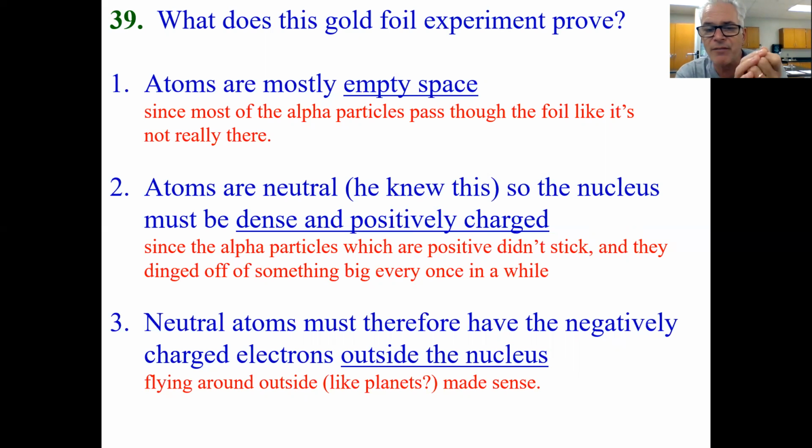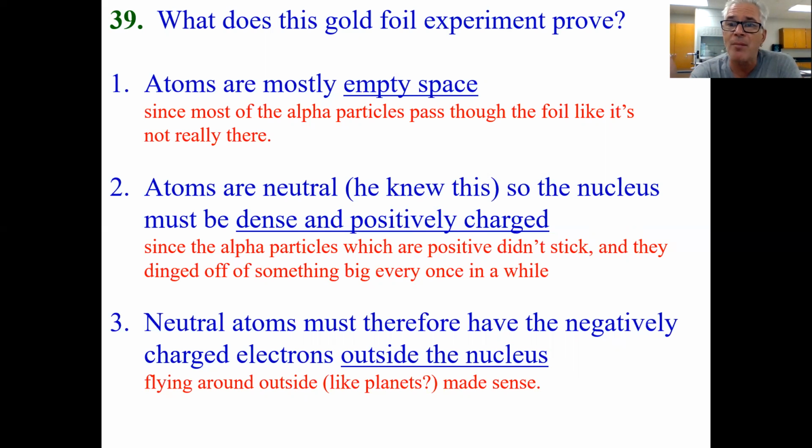And if the nucleus of the gold atom had to be positive and the atom of gold was neutral, where were the negative charges? Where were those electrons? He said, well, they could be flying around the outside, and that would give a lot of space between the nucleus and the electrons. There'd be a lot of space for the alpha particles to go right through. Makes sense, right? And he said, this is kind of like planets.